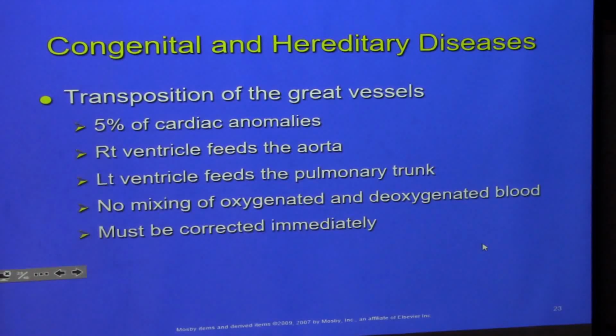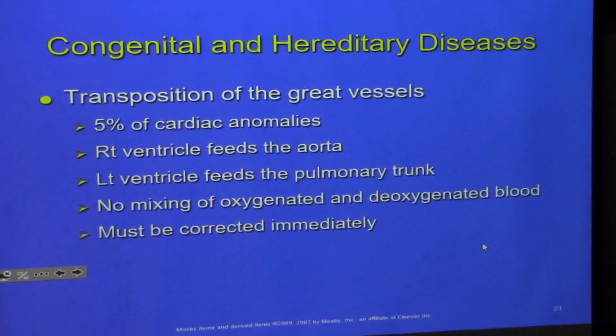Okay, a little bit more congenital and hereditary stuff. Transposition of the great vessels. Now, you know how I told you guys that there was only like 1% of babies that were born with cardiac anomalies? Out of that 1%, 5% of those have this deal. The right ventricle is hooked up to the aorta, and the left ventricle is hooked up to the pulmonary trunk.